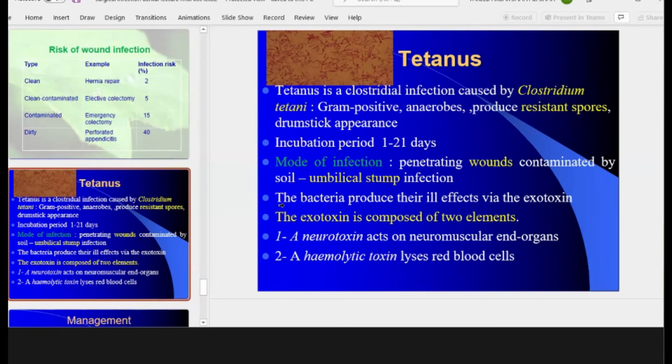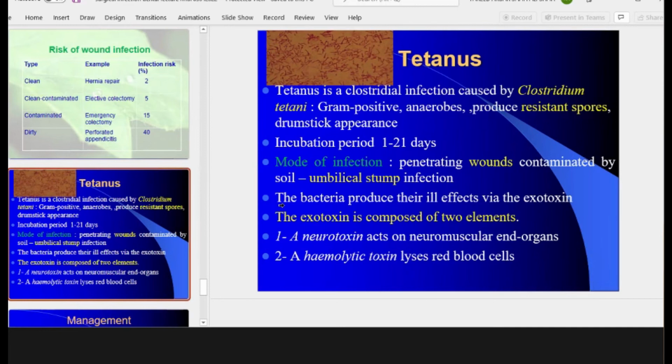clostridial infection, which is called Clostridium tetani. Clostridium tetani is the name of the organism. It can present on the surface any time between 1 to 21 days. Don't think that if you are not having such symptoms, you are not infected, because it can still be there in the body for 21 days.